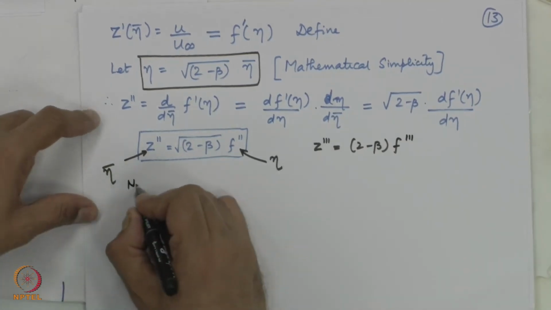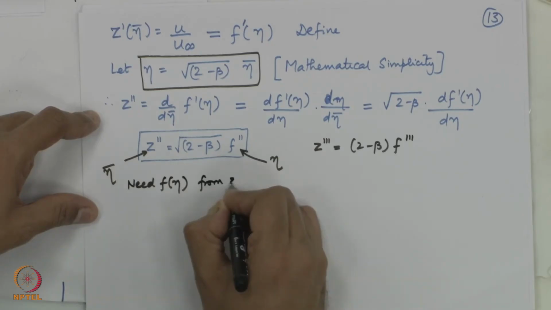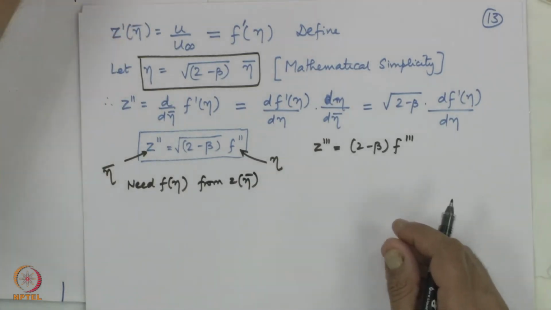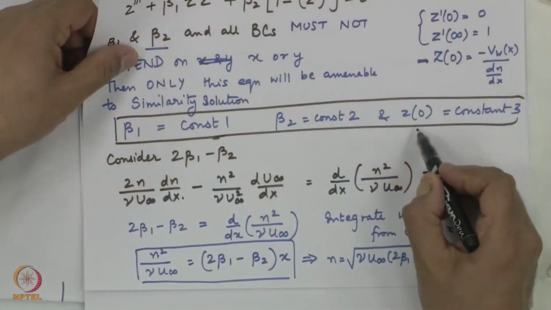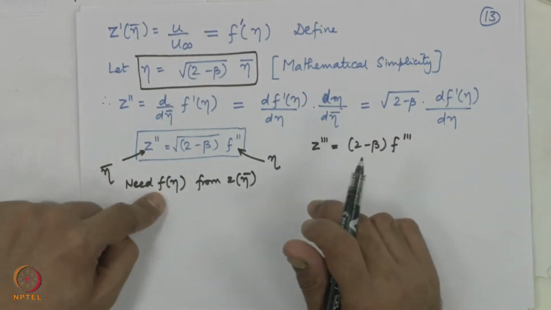So, we need f of eta from z of eta. Why do we need f of eta? Because my third boundary condition, which was z of 0, the velocity boundary condition, the y component velocity, z of 0 is needed. So, this z of 0 has to be coming from f of 0.